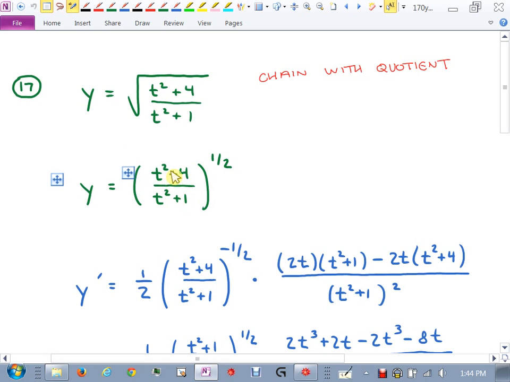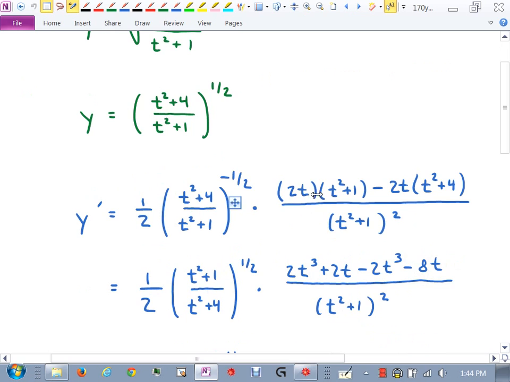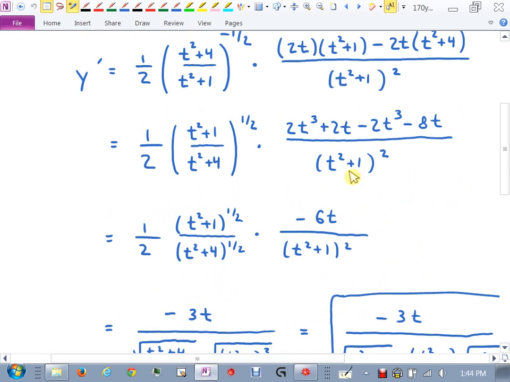Now the derivative. We have a function, which is a quotient, sitting inside of a bigger function, which is a square root. So chain rule says start from the outside, work your way in. Derivative of something to the 1/2 is 1/2 something to the negative 1/2, times the derivative of what's inside. But that's a quotient rule. So I have to do derivative of the top times the bottom minus the derivative of the bottom times the top, all over the bottom squared. There it is. And then I multiplied through the 2t right here, multiplied negative 2t through here. Cleaned this all up, it turns out to be negative 6t on top there. This bottom turns out to be this.